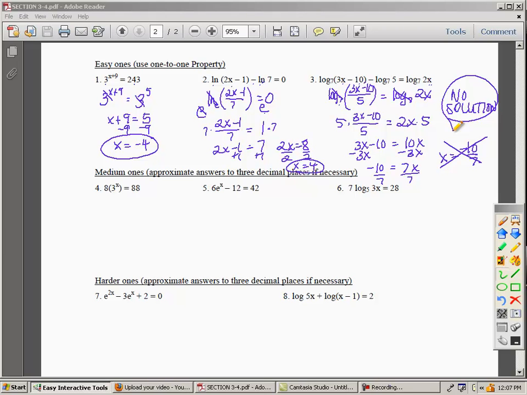We're going to keep going, a little bit more difficult. We're going to round our answers to 3 decimal places if we get a decimal. So what I'm going to do, I always want to get rid of the number in front, so I'm going to divide by 8 first. 3 to the x equals 11.